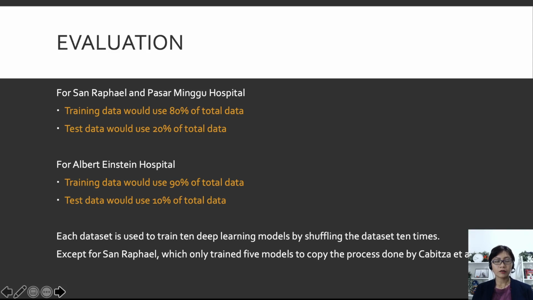Evaluations. For San Rafael and Pasar Minggu Hospital, training data would use 80% of total data. Test data would use 20% of total data. But for the Albert Einstein Hospital, we use 90 versus 10% of total data. Each dataset is used to train 10 deep learning models by shuffling the dataset 10 times. So we repeat the experiment 10 times to make sure that the result is robust, except for San Rafael, which only trained 5 models to copy the process done by Kabitza et al.